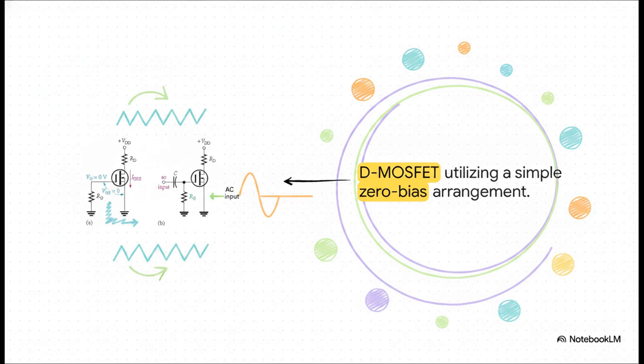You literally just tie the gate to ground through a resistor. The gate sits happily at exactly 0 volts. When an AC signal arrives, it smoothly swings the gate voltage into the positive and negative ranges, perfectly modulating the current without needing any of those complex DC voltage dividers. It's elegant and highly effective.